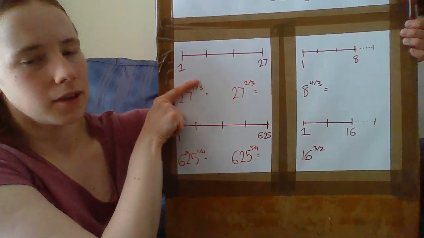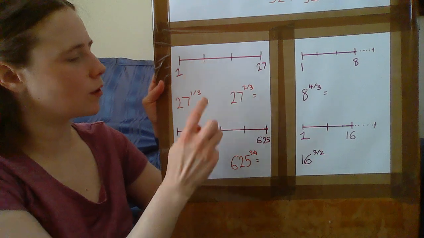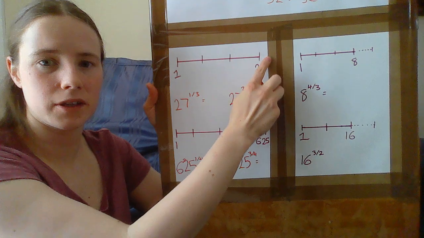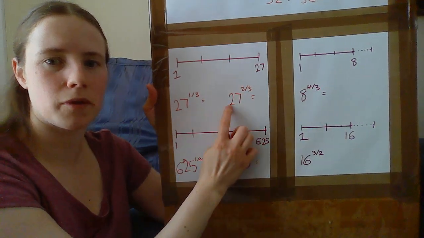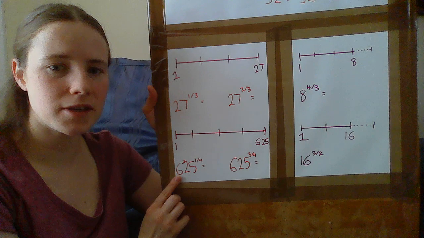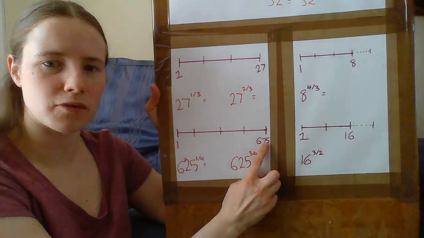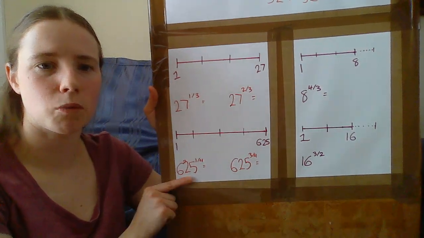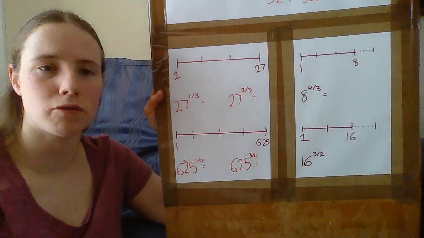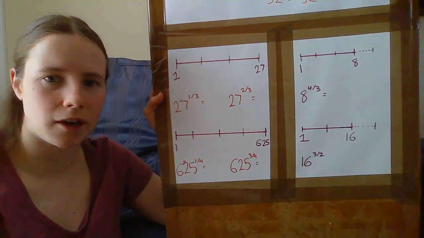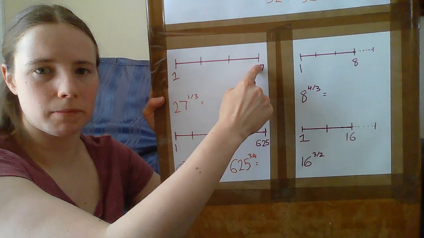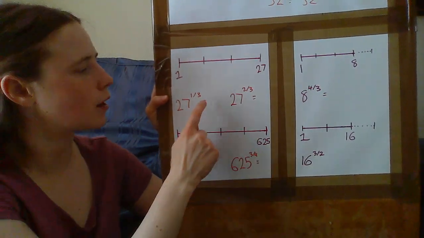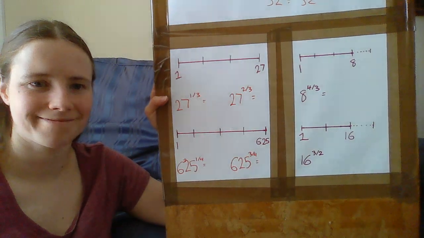So I have created 2 more number lines. For this one, I've taken 1 and 27 and I've broken it up into thirds because we're going to use it to do 27 to the 1/3 and 27 to the 2/3. And for this one, I've taken 1 and 625 and I've broken it up into quarters because we're going to use it to do 625 to the 1/4 and 625 to the 3/4. If you can, pause the video, see if you can work out what the timesing jump is, what goes in those gaps, and then you might even be able to work out the answers to these questions too.